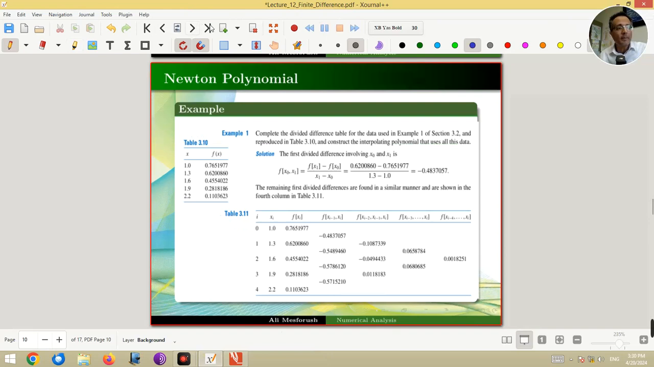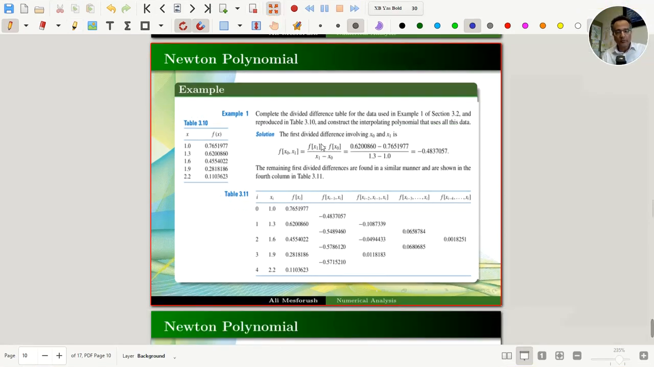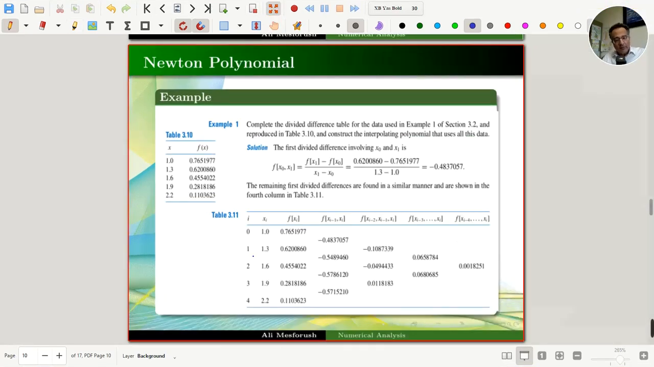Let me show you. You consider the first column; these will be xi, x0, x1, and so on. The zeroth divided difference is the values of f at these points, exactly these values. And for these two, we get f of x0, x1.